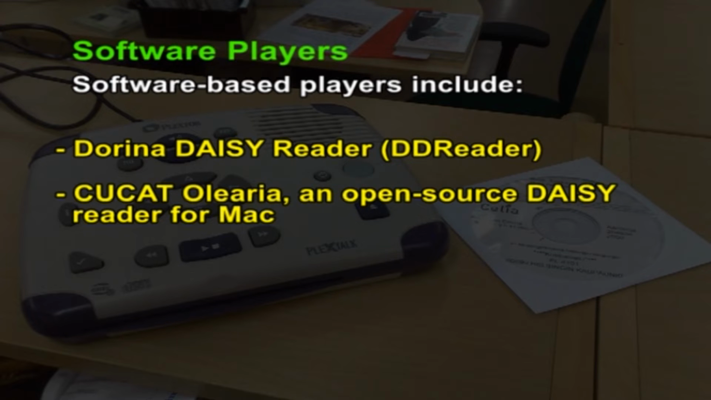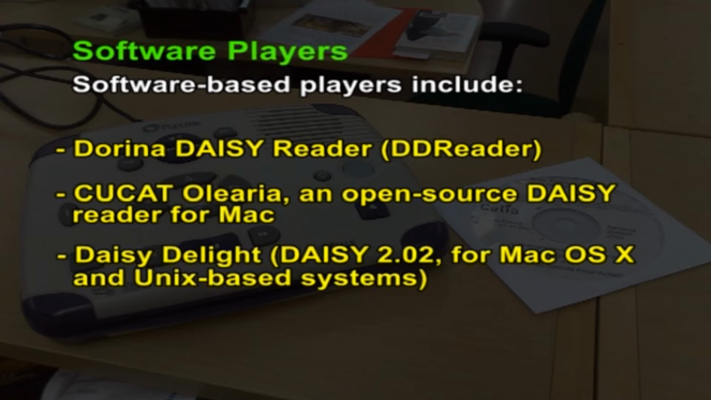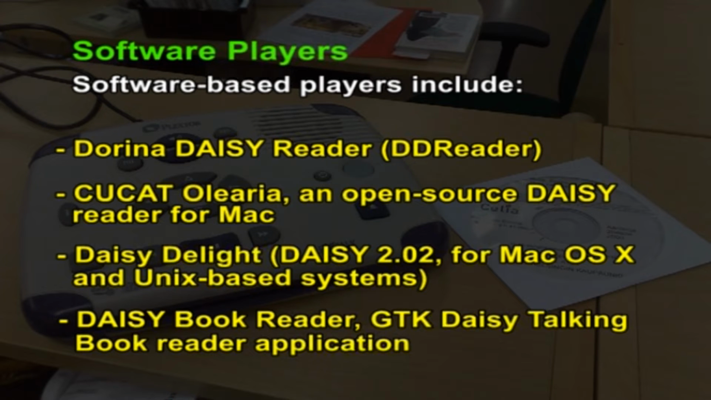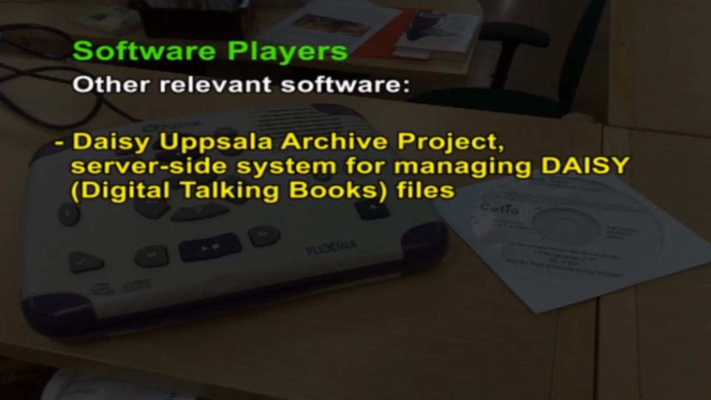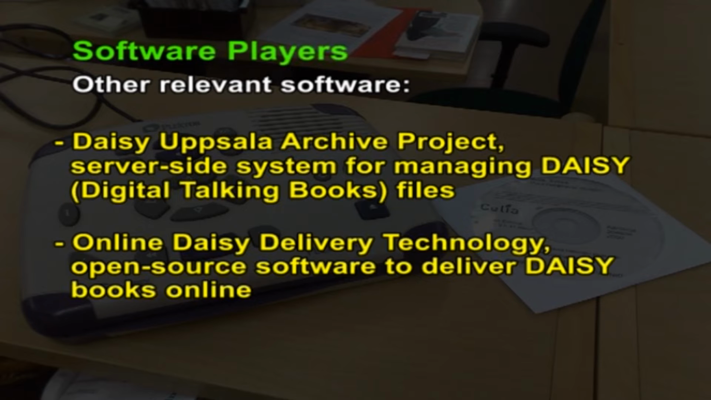Others include Obi, an open source DAISY reader for Mac, DAISY Delight for Mac and Unix based systems, and DAISY Book Reader, a GTK DAISY talking book reader application. Other relevant software includes the DAISY Uppsala Archive Project, which is a server-side system for managing DAISY files, and Online DAISY Delivery Technology, open source software to deliver DAISY books online.